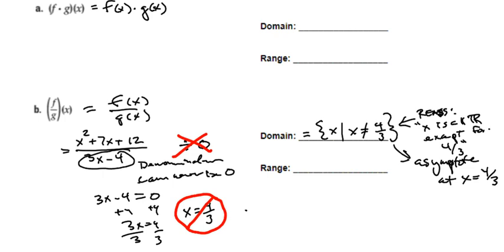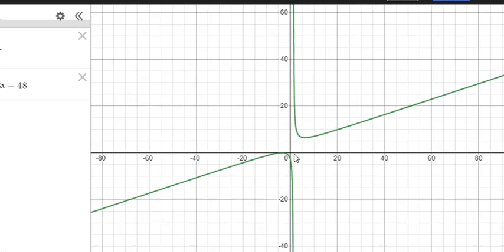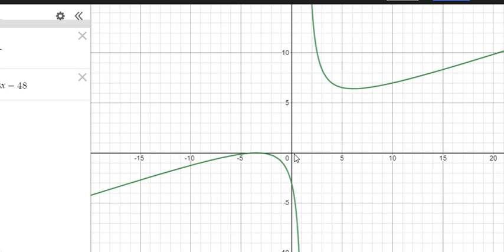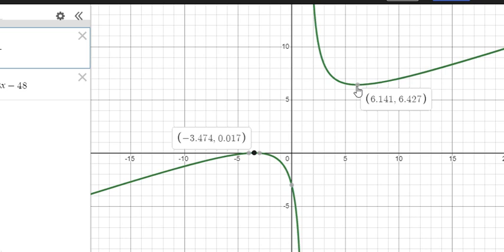However, we also got some other crazy things going on here. If we blow this up a little bit, which I will do, you will notice that these things have high and low points. The highest this thing gets on the left side is 0.017, 17 thousandths of a unit, and then here, the lowest this thing gets is 6.427.